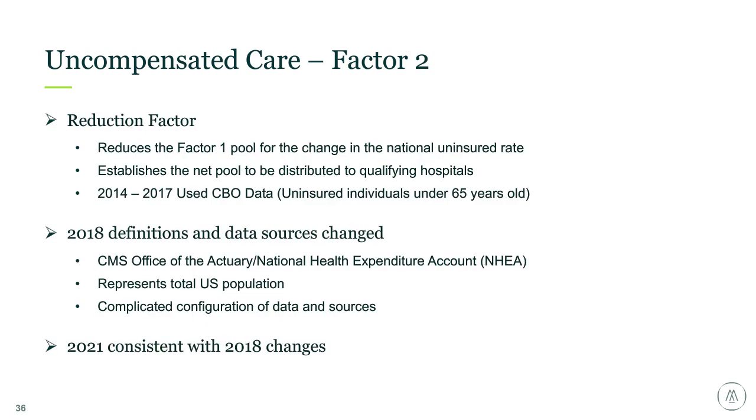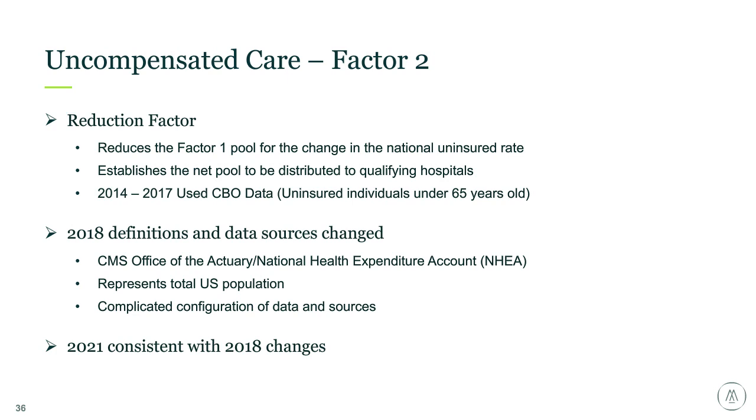So before we get into the significant change from the proposed to the final rule for Factor 2, I'll first set the stage. Factor 2, also known as the reduction factor, reduces the UC pool calculated in Factor 1 based on the change in the national uninsured rate. And so the result of this adjustment ultimately establishes the net uncompensated care pool to be distributed to qualifying hospitals.